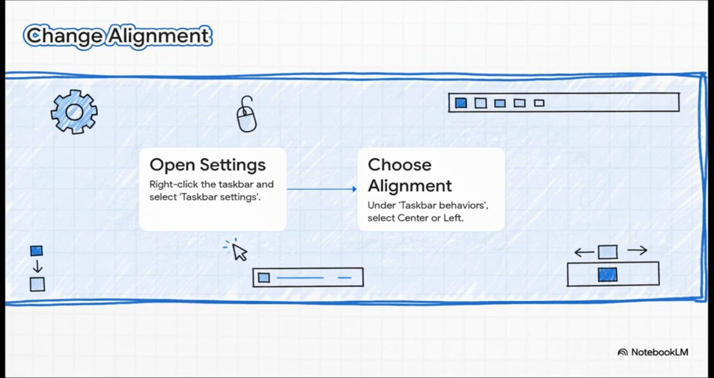So Windows 11 decided to center everything by default, which, love it or hate it, was a big change. But you're not stuck with it. Just a quick hop into the taskbar settings, and you can pop everything right back over to the classic left alignment. It's all about what feels right for your workflow.